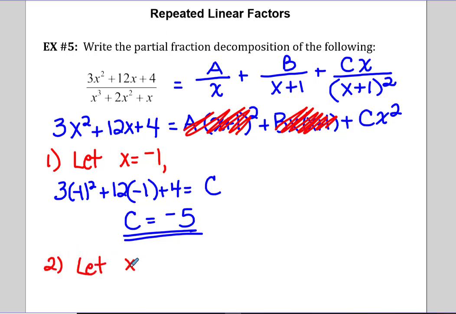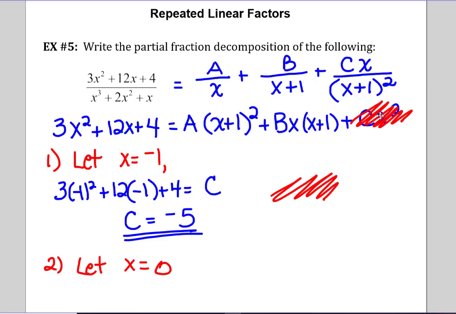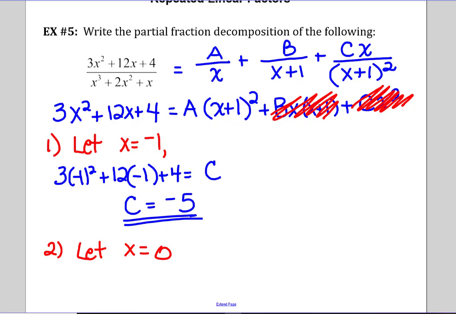Next, if we let x be 0, let's take a look at that. If x is 0, this is gone, and this is gone. So allowing x to be 0, on the left-hand side, we got 0 plus 4. So 4 is equal to 1 squared times a. So 4 is equal to a.